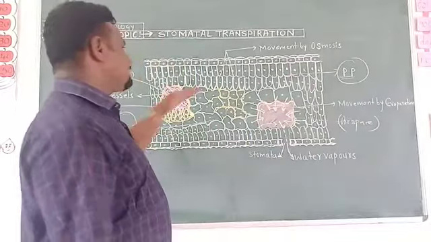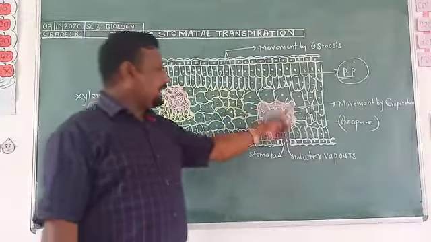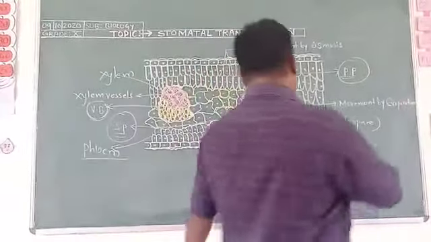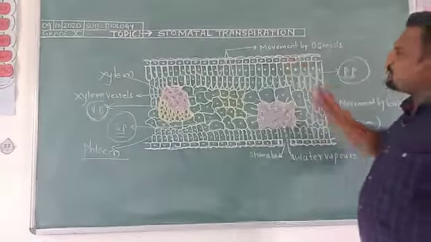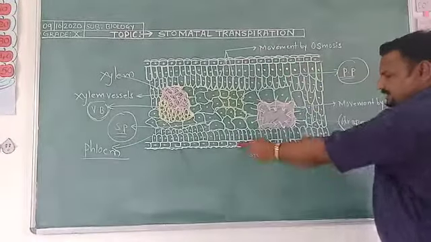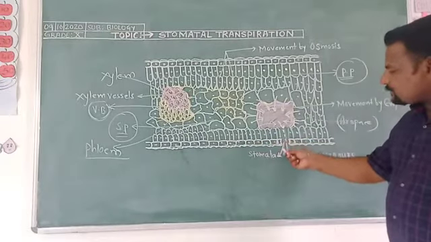And in addition to this, palisade parenchyma, spongy parenchyma, vascular bundle, and air space, we are able to see on this epidermis. This is an upper epidermis. Here we can say lower epidermis. On the lower epidermis, we are able to see the opening of stomata.